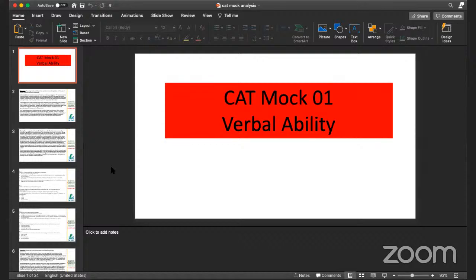I think you guys are done with your quants part and LRDI part. Now let's talk about verbal. As compared to LRDI and the quant section, verbal is not that tricky, because you need not solve the entire question to understand whether you are going to get it or not. With one single glance, you can identify whether this question is worth attempting or not. You will have 40 minutes, as in the previous year's examination.